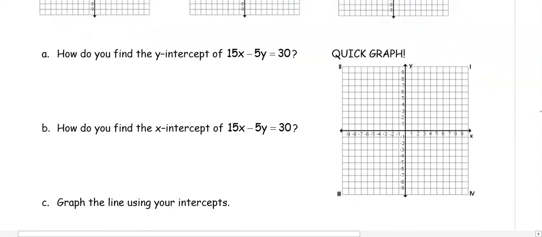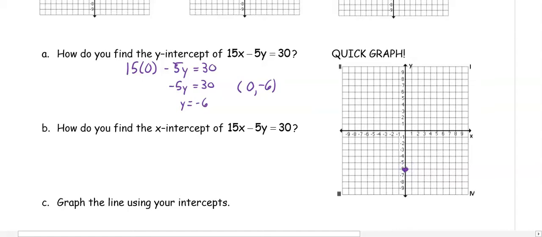Now, what happens if we are given an equation like 15x minus 5y equals 30? If I want to quickly graph this, instead of solving for y, what I can do is find my y-intercept. So when I find my y-intercept, I put 0 in for x, which leaves me with negative 5y is equal to 30, so y is negative 6. So my y-intercept would be 0, negative 6, because we put 0 in for x to get negative 6.